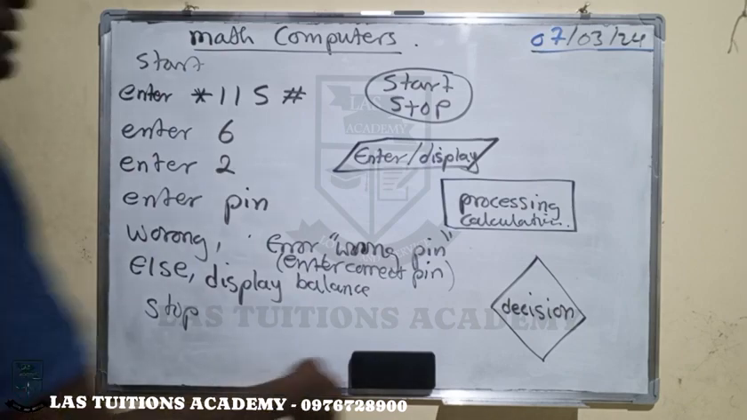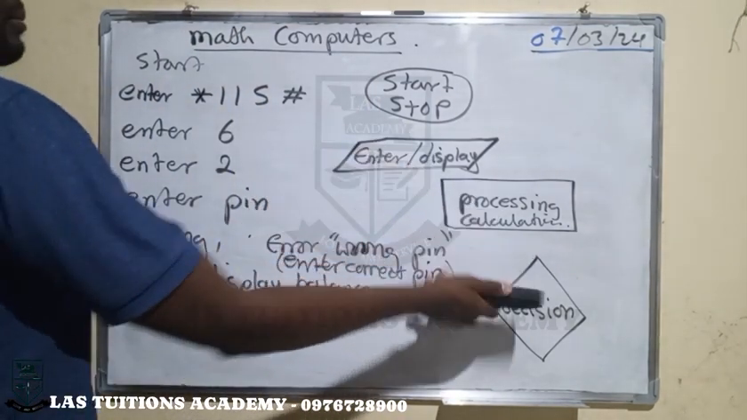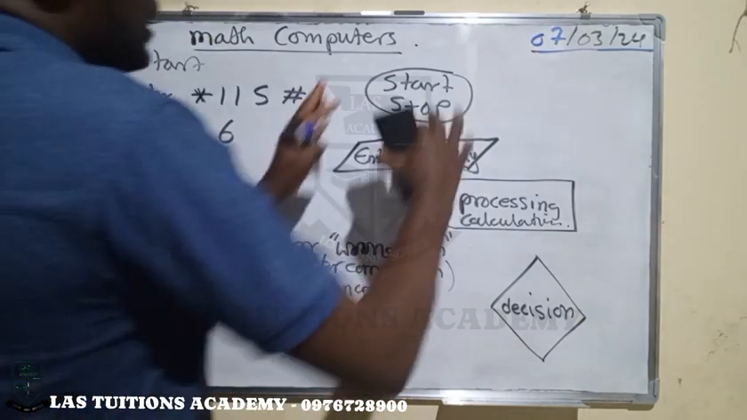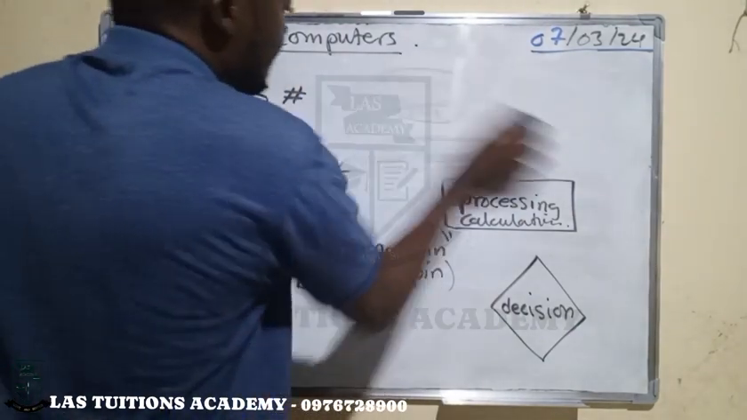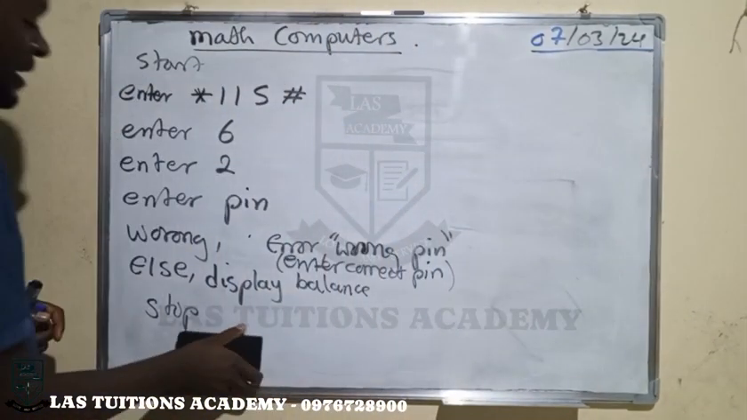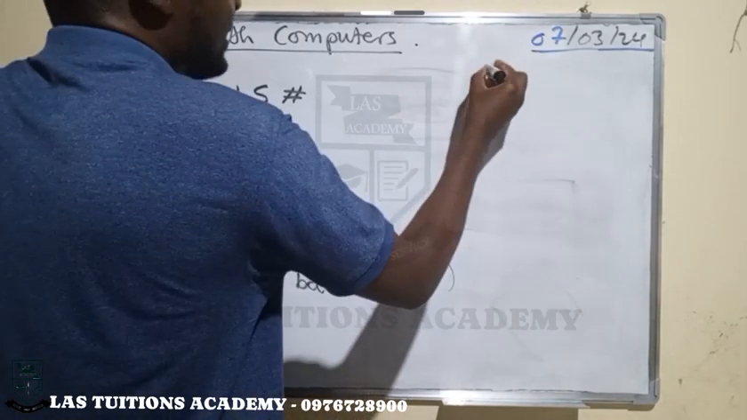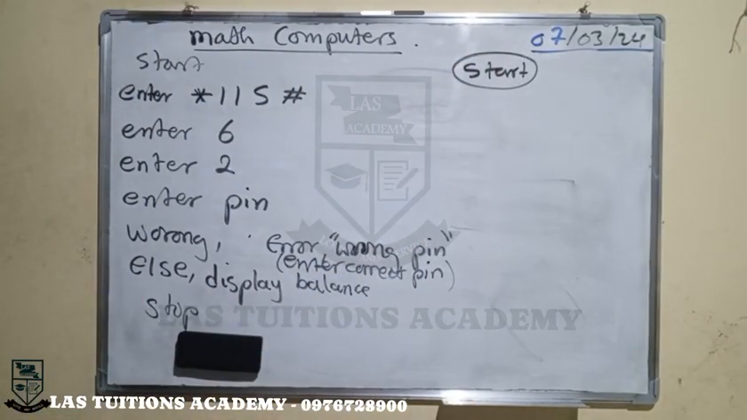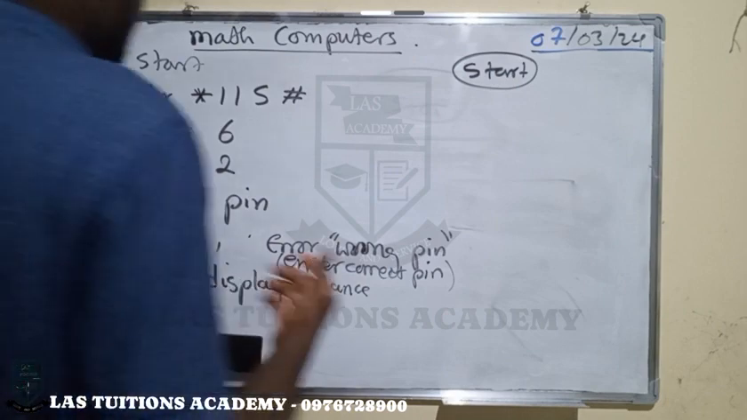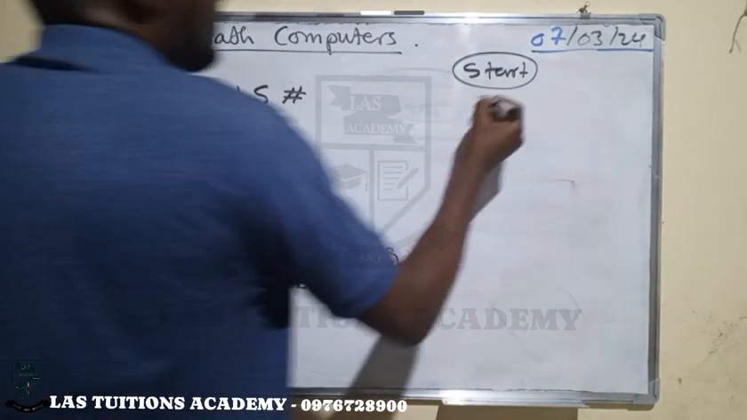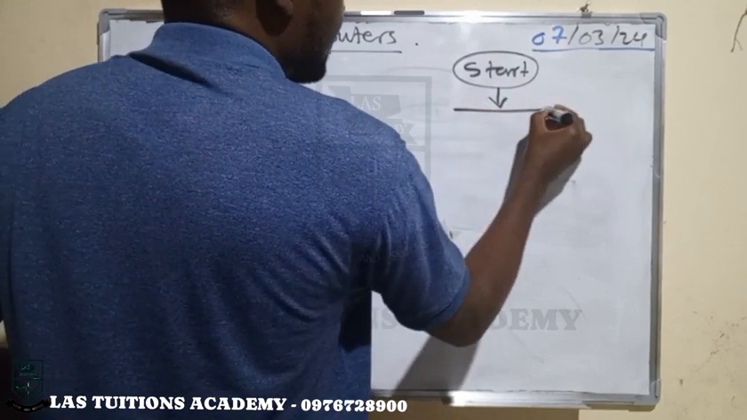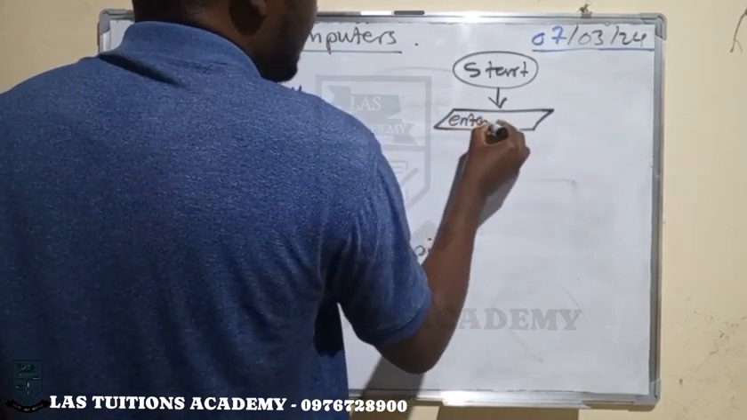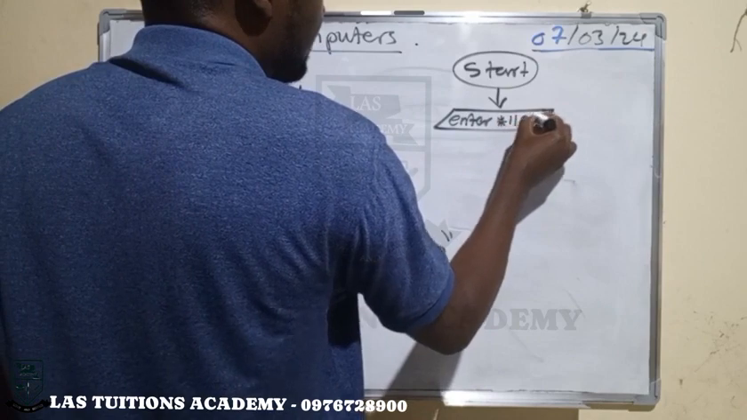Now having known the shapes that we have, let's try to present this information from a pseudocode to a flowchart and see how it will look. We have to start the process, so we say start. Then the next thing you do is to enter star 115. You draw an arrow which comes here, and says enter star 115 hash.